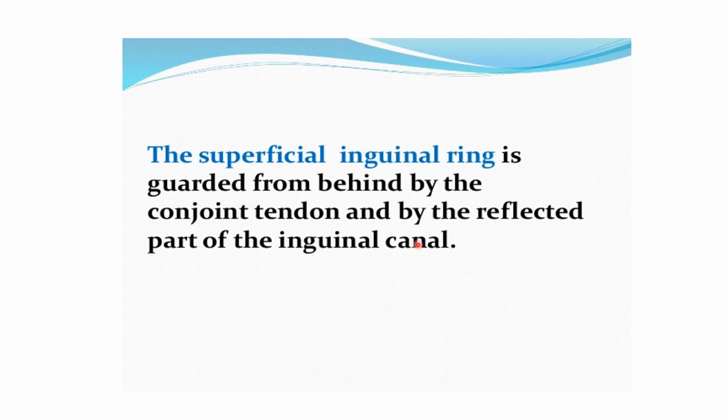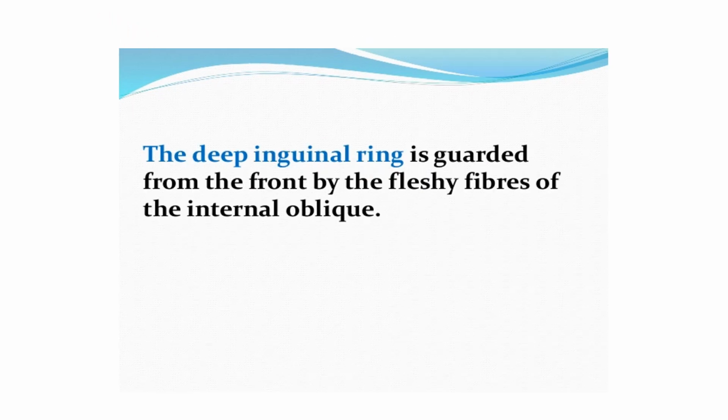Plus, the posterior wall is also enhanced by the reflected part of the inguinal ligament. So these structures passing behind the superficial inguinal ring, the conjoint tendon and the reflected part of the inguinal ligament, are guarding this ring from behind. Just like the superficial inguinal ring being guarded behind by two structures, the deep inguinal ring is guarded from the front by the fleshy fibers of the internal oblique. So it helps to maintain the integrity of the inguinal canal.